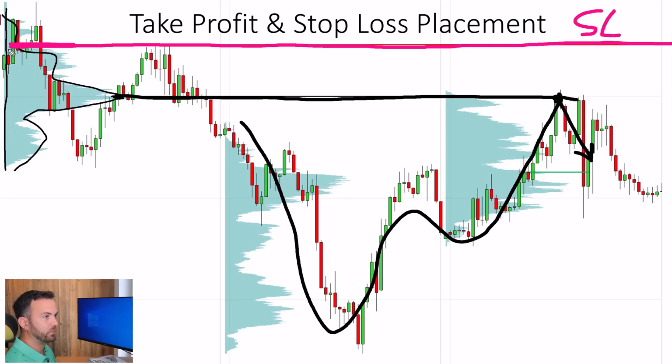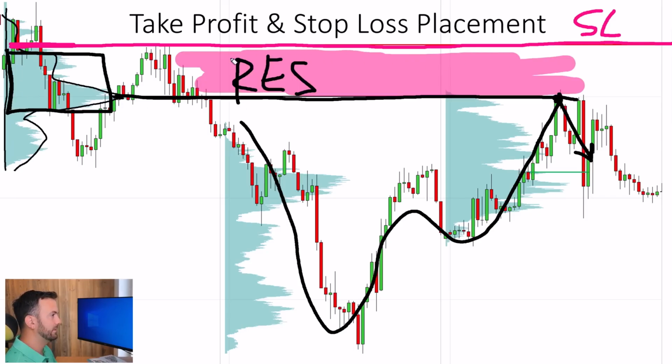Because this is the heavy volume zone, and this zone is a resistance. The whole zone is a resistance, like this. And you want to place the stop behind that resistance, because if the price goes past the resistance, there's no way of telling where it will go next, right? So that's where you want to cut your losses. So remember, stop loss needs to go behind a heavy volume barrier, like in here.